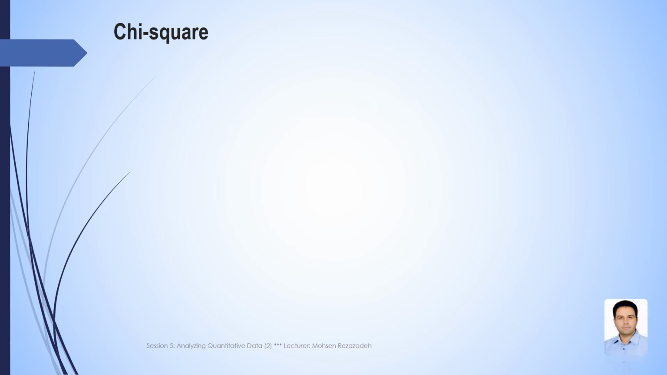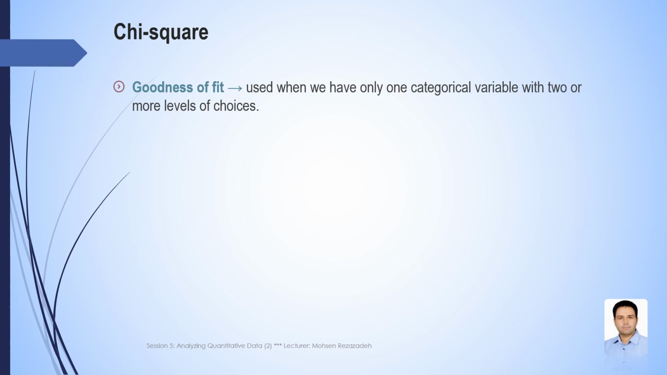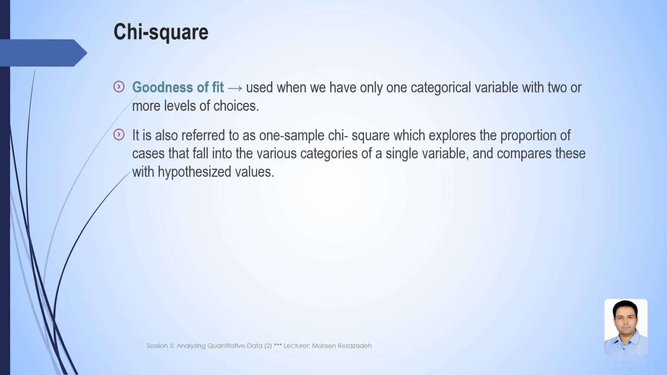Here we discuss two main uses of the chi-square test: the chi-square for goodness of fit and the test for group independence. Goodness of fit is used when we have only one categorical variable with 2 or more levels of choices. For example, we have one categorical variable like gender with 2 or more levels of choices.